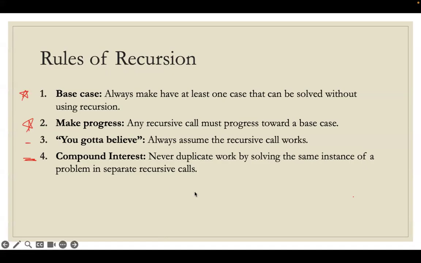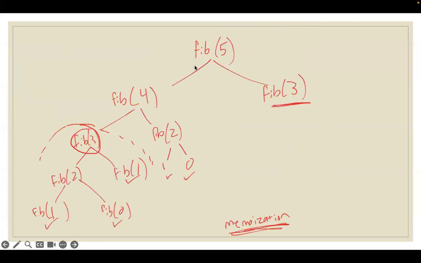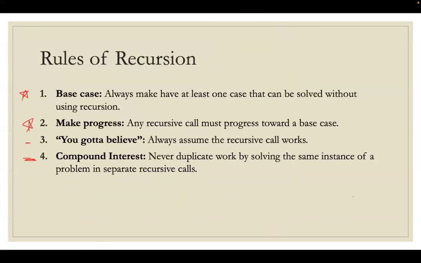And then number 4, which we saw in Fibonacci, is that you should not duplicate work by solving the same instance of a problem in different calls. So we saw over in Fibonacci, where we calculate fib of 5, we calculate fib of 3 twice. And so that's not ideal. For fib of 5, that doesn't make that much of a difference. But when we tested it for fib of 50, it took a while to run. And so part of the assignment today is fixing that. Part of the lab is you're going to do some memoization, and we'll walk you through it to make sure that you can get that done. Okay, so we talked about rule number 4.